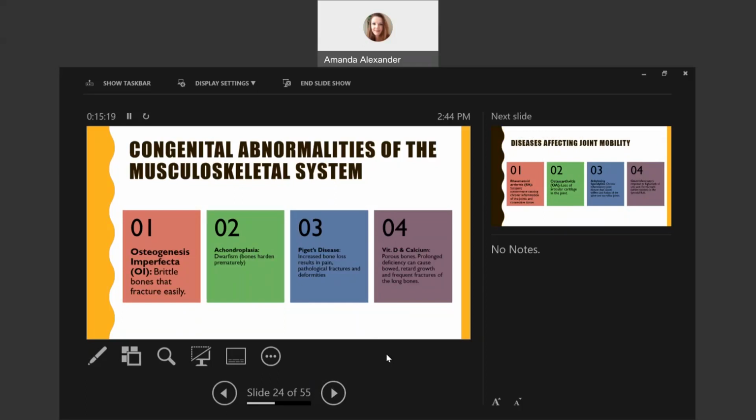Achondroplasia is dwarfism. Paget's disease is an increased bone loss, resulting in pain and pathological fractures. Vitamin D and calcium deficiency create porous bones. Prolonged deficits can cause bowing, retarded growth, and frequent fractures of the long bones.